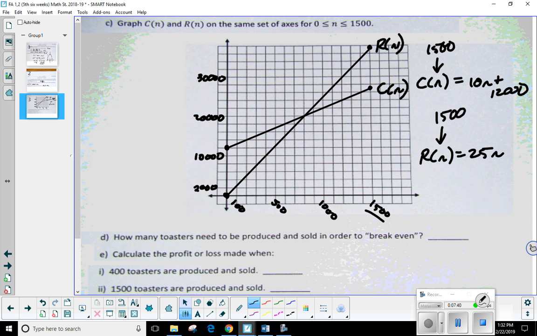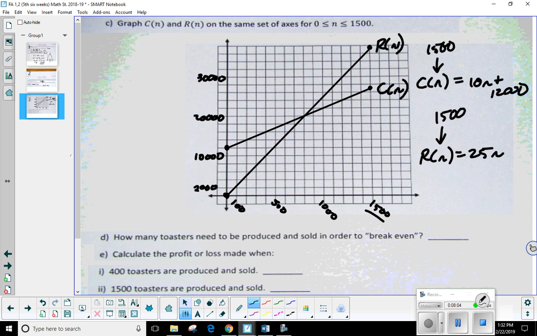So what would this little area over here be? That's the profit. And what's this point of intersection right there? That's the break-even point. There we go. That's where you haven't lost any money, but also at the same time you haven't made any money. Okay. So that brings us to our next question. How many toasters need to be produced and sold in order to break even?